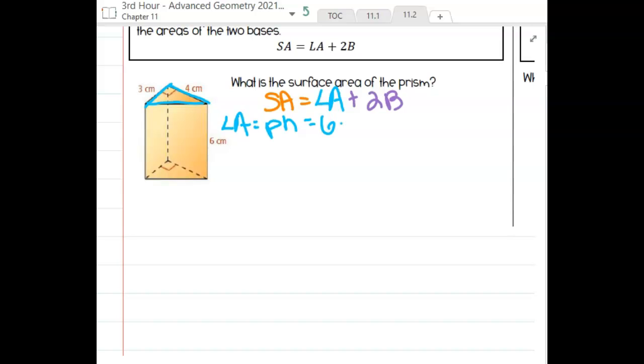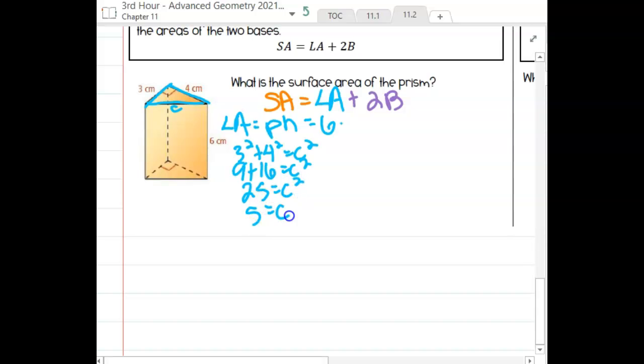Remember, the Pythagorean theorem says that if I square the legs, which are the two sides that make up the right angle, it equals the square of the hypotenuse, which I don't have. So, to find c, we're going to do 3 squared plus 4 squared equals c squared, which would give me 9 plus 16 equals c squared, which would give me 25 equals c squared. Square root it, we would get 5. So I have a triangle with sides 3, 4, and 5.